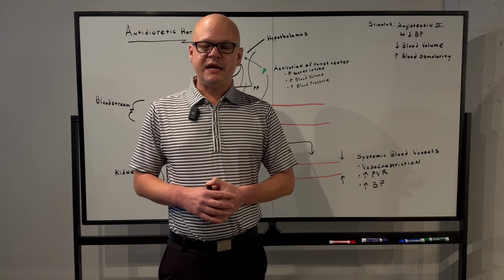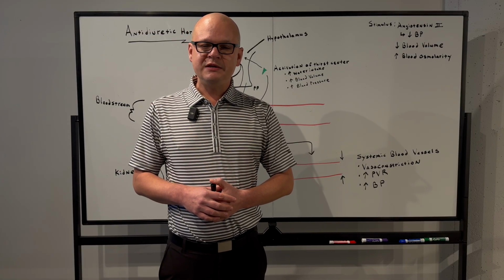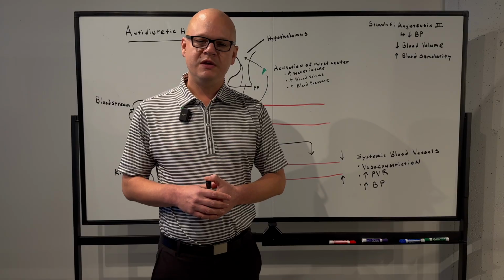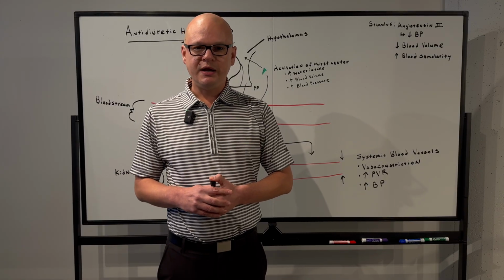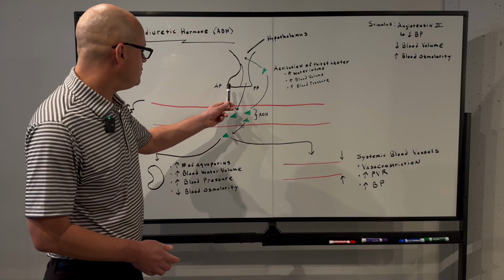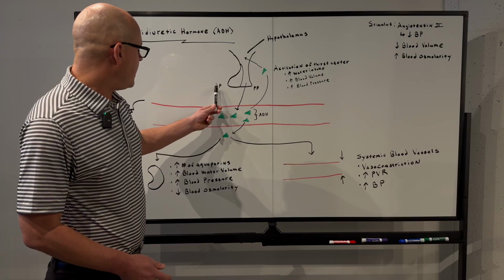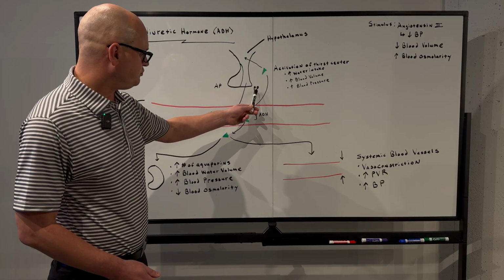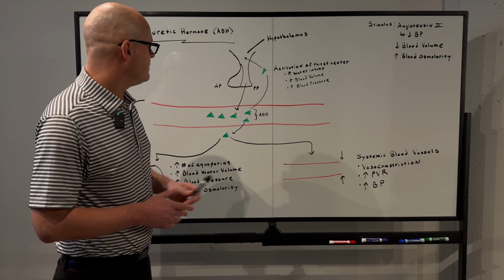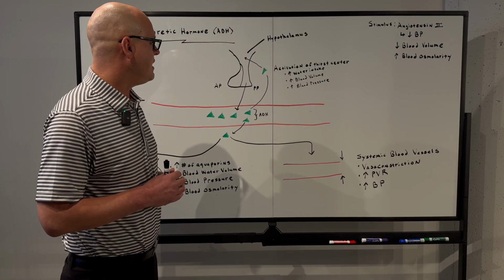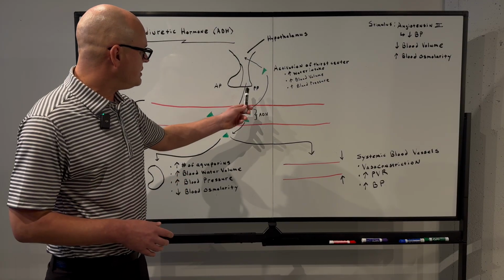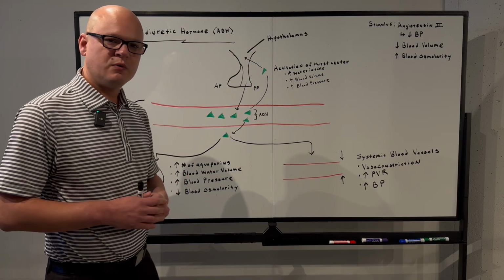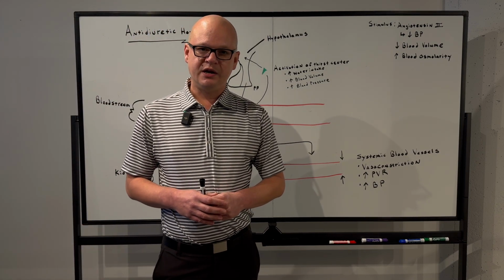So where is this antidiuretic hormone going to be released? It's going to be released at one of the major endocrine glands of the body, which is the pituitary gland. Here we have the anterior pituitary, the posterior pituitary. Superior to that is the hypothalamus. And it's going to be the posterior pituitary that will release this antidiuretic hormone.